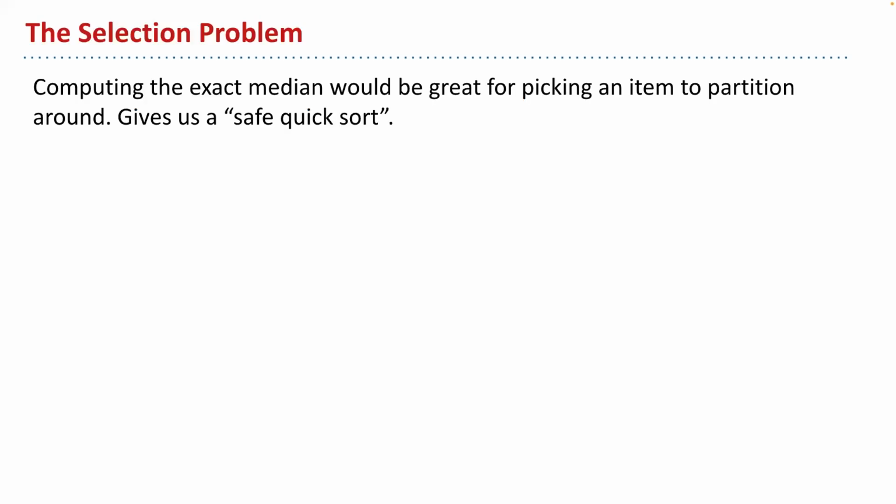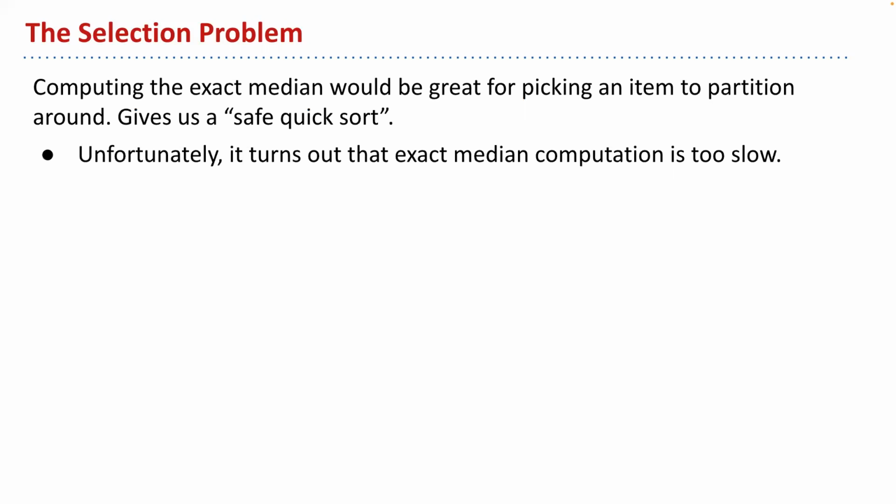All right. Let's have a quickselect. This is quicksort's cousin. This is the selection problem. Computing the exact median is great for getting an item to partition around. It gives us some kind of safe quicksort, but it turns out that exact median computation is too slow.